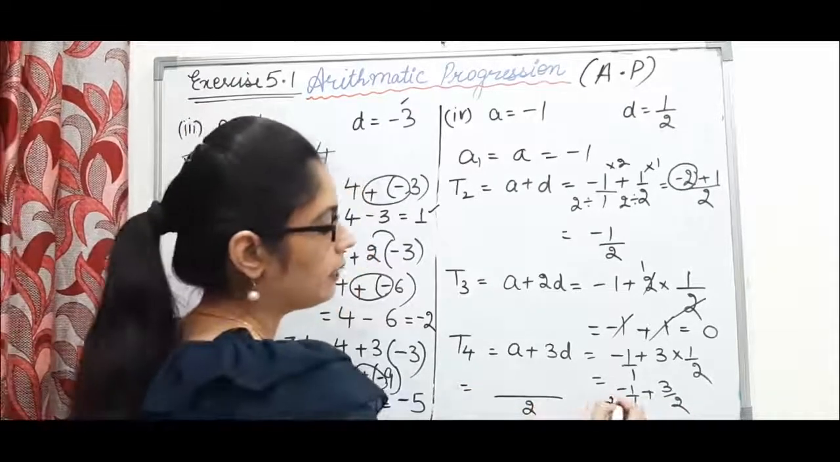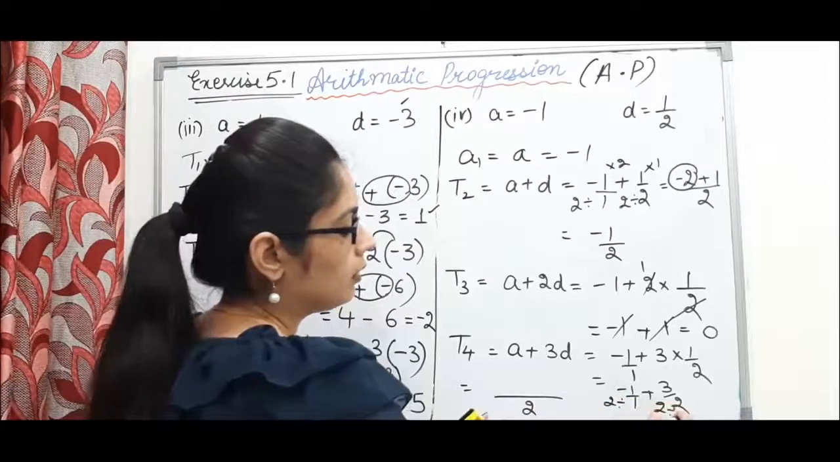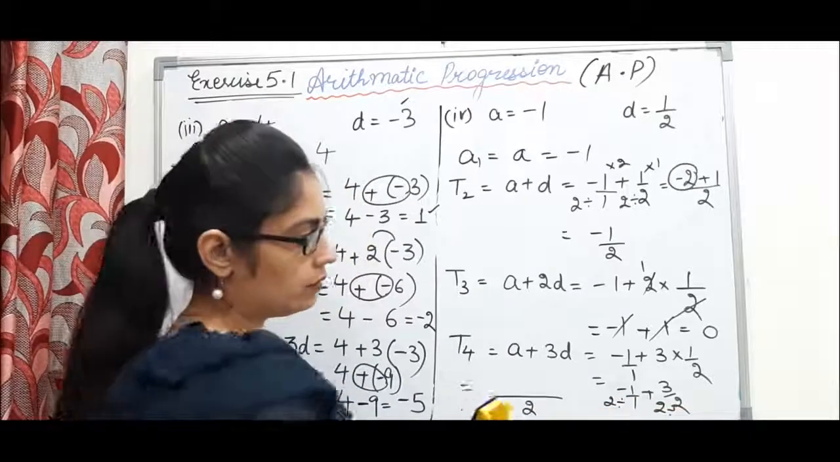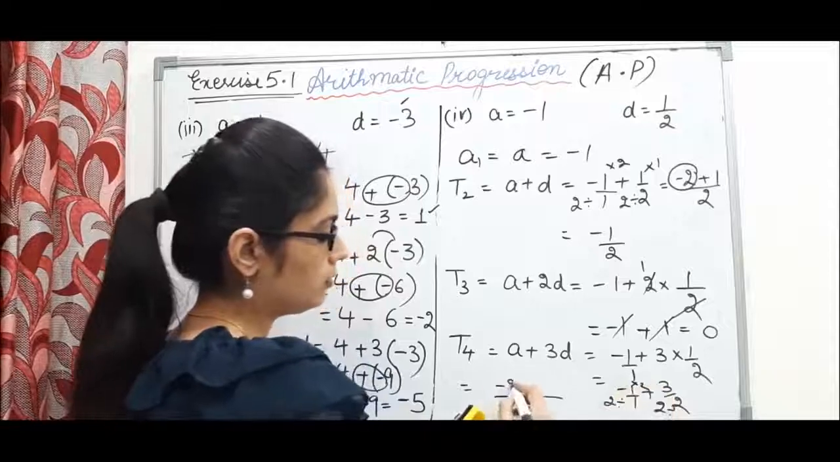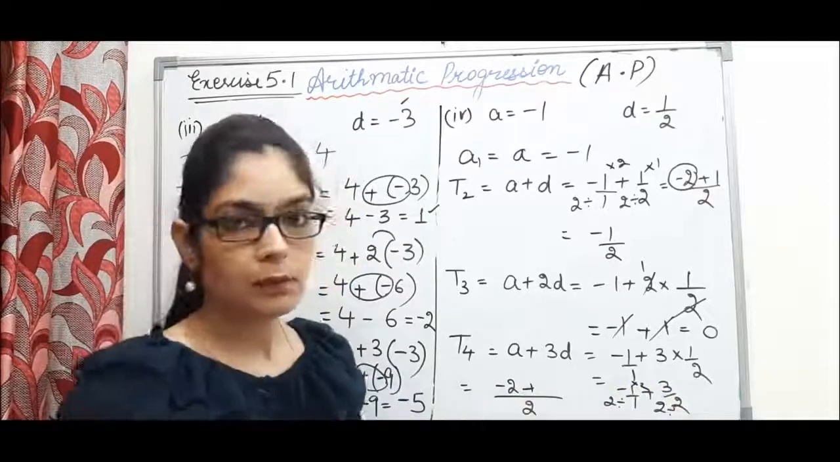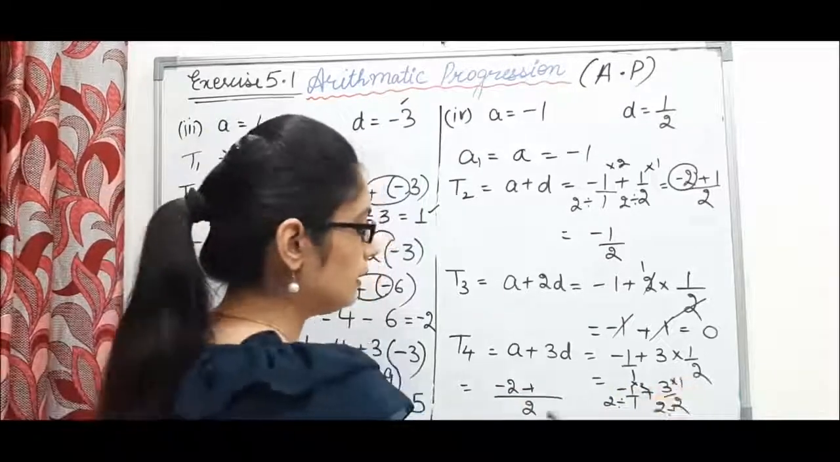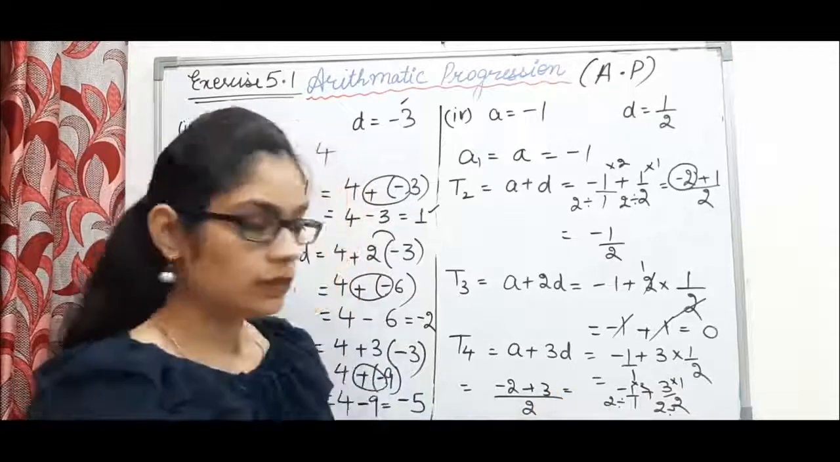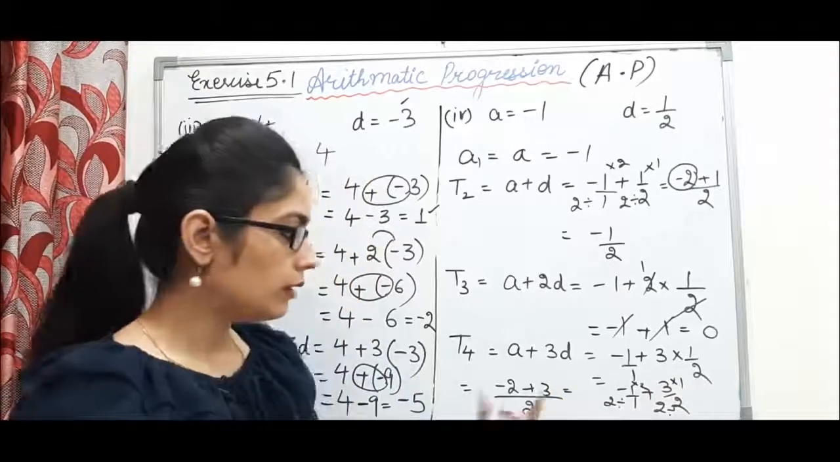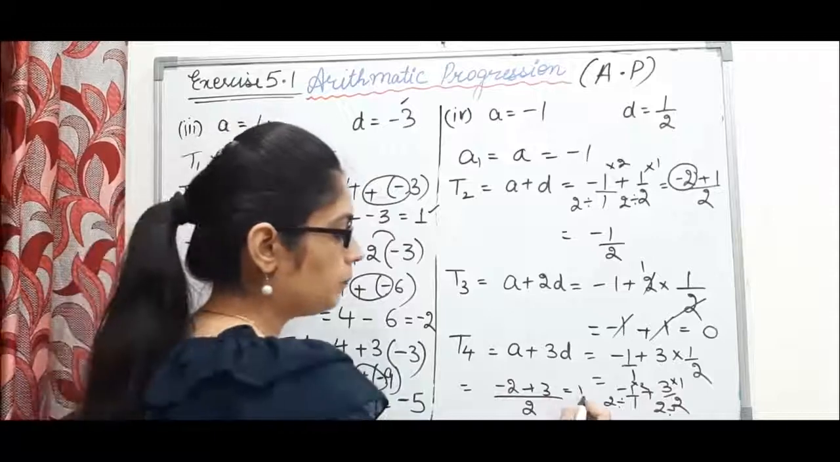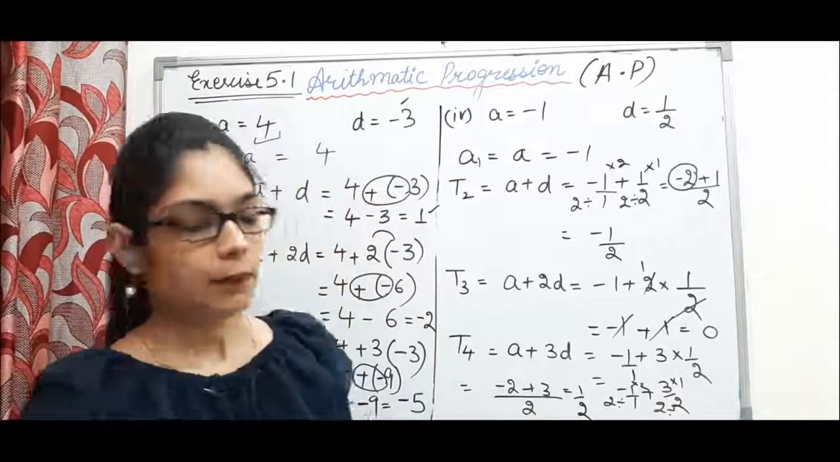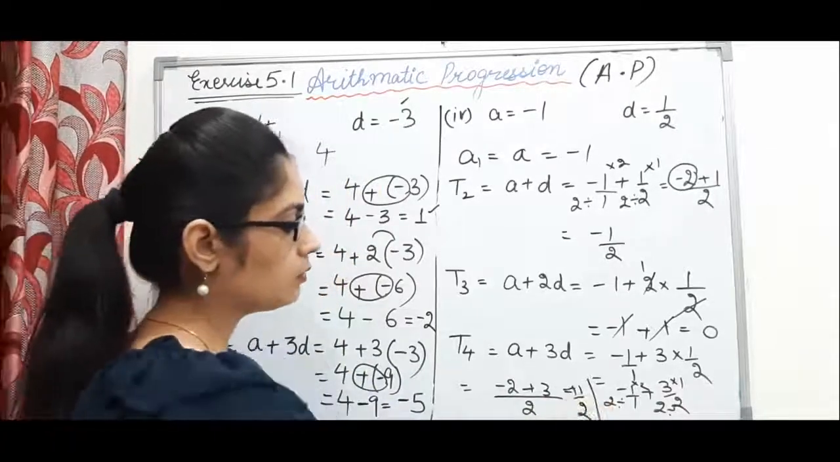2, you can divide by the denominator. 2 divided by 1 is 2. 2 into minus 1, minus 2, plus 2 divided by 2, 1, 1 into 3, 3. Minus plus minus, the sign is that of the greater number. 3 minus 2, 1 by 2. And with the greater number the plus sign is there, so it is plus 1 by 2.